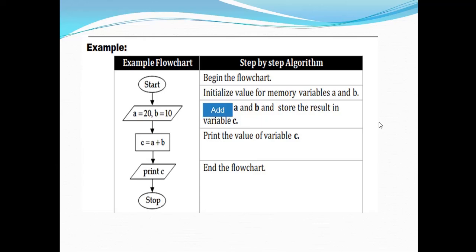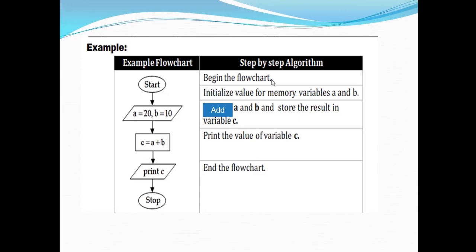So let us see flowchart and algorithm at the same time. On one side we have represented a flowchart, and on the other side the algorithm. The first flowchart here is performing addition of two numbers. Here this is the oval symbol. This is the beginning.